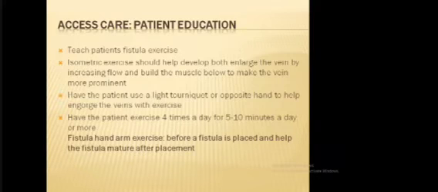The next step is teaching the patient exercises. Isometric exercise helps develop and enlarge the vein by increasing the flow, and builds the muscle below to make the vein more prominent. Have the patient use a light tourniquet or the opposite hand to help encourage the vein with exercise. So you have to train the patient in not only the hand grip ball exercise, but also other exercises with a tourniquet or the opposite hand, and elbow exercises also.